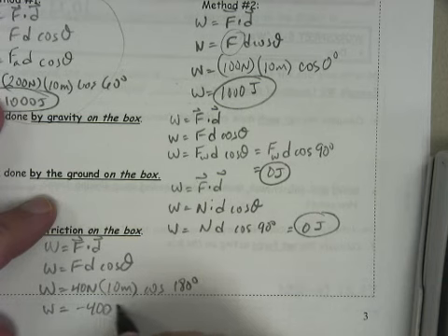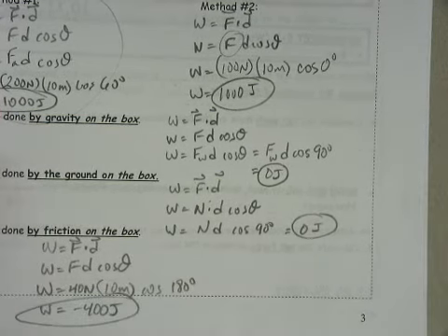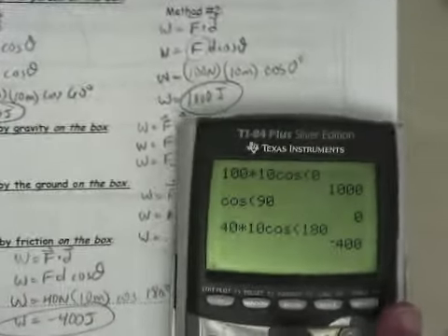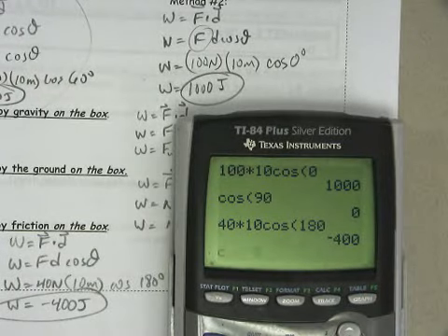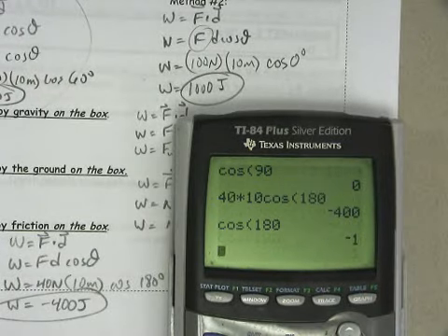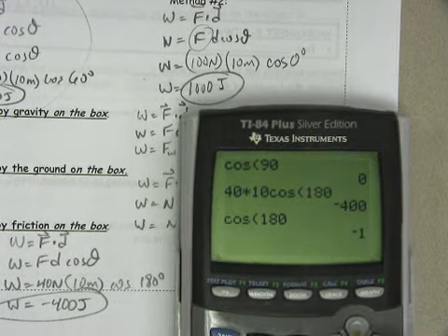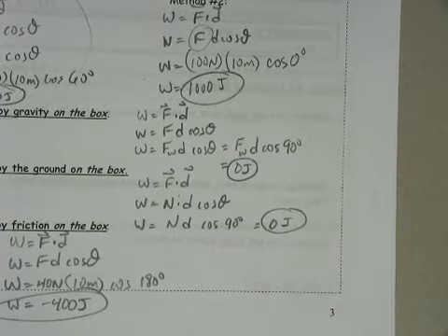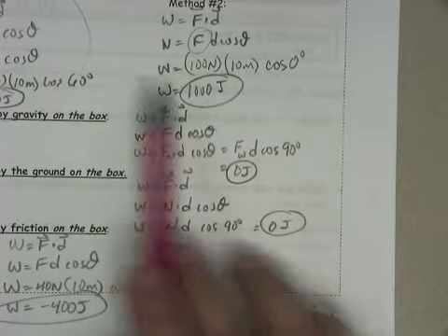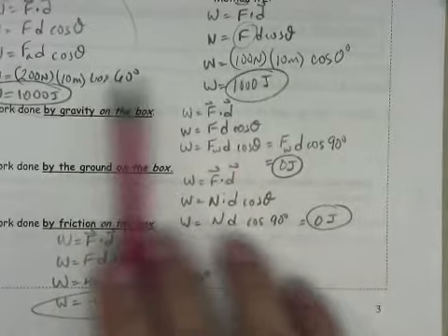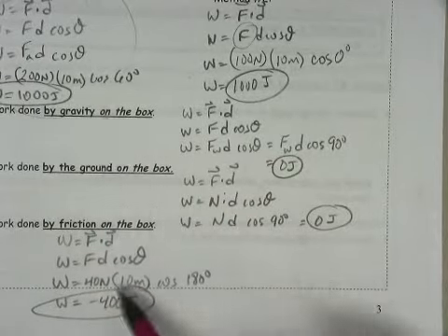Let's talk about that for a moment. Why the negative? Well, if I go into my calculator, I just plug in plain cosine 180. I get a negative value. So the negative value came from the cosine of 180. But another question is, why is it negative? And why were these two guys positive? What made these guys positive and this guy negative?